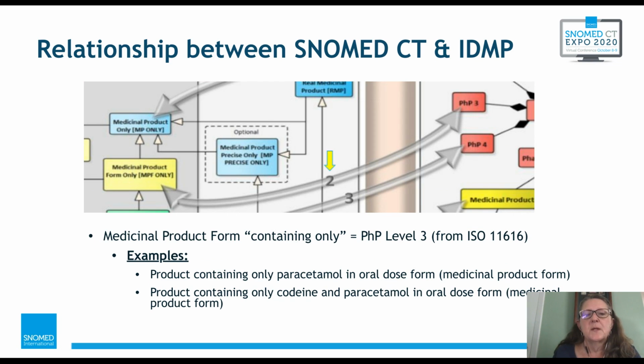The next one is a relationship between the medicinal product form containing only, and that's equivalent to a PHP level 3 concept. So examples would be product containing only paracetamol in an oral dose form, or product containing only codeine and paracetamol in oral dose form. Again, no limit to the number of active ingredients we could specify in these.